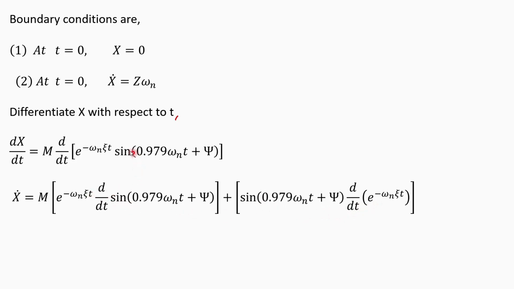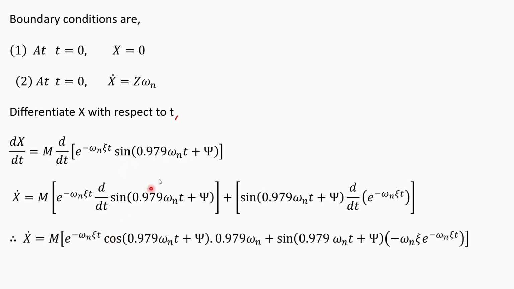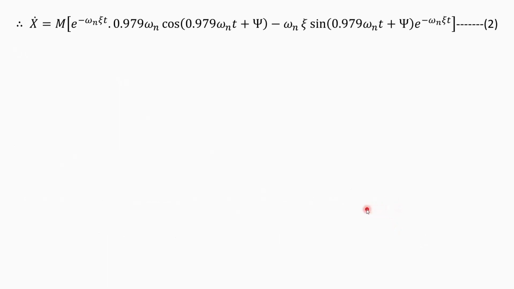So first we'll calculate derivative of this particular term. Derivative of sine is cos, and then multiplied by coefficient of t, that is 0.979 omega n by chain rule, plus this sine term as it is. Derivative of e raised to minus omega n zeta t is e raised to minus omega n zeta t, and again multiply by coefficient of t, that is minus omega n zeta. So this is the value of dx by dt, that is nothing but x dot.